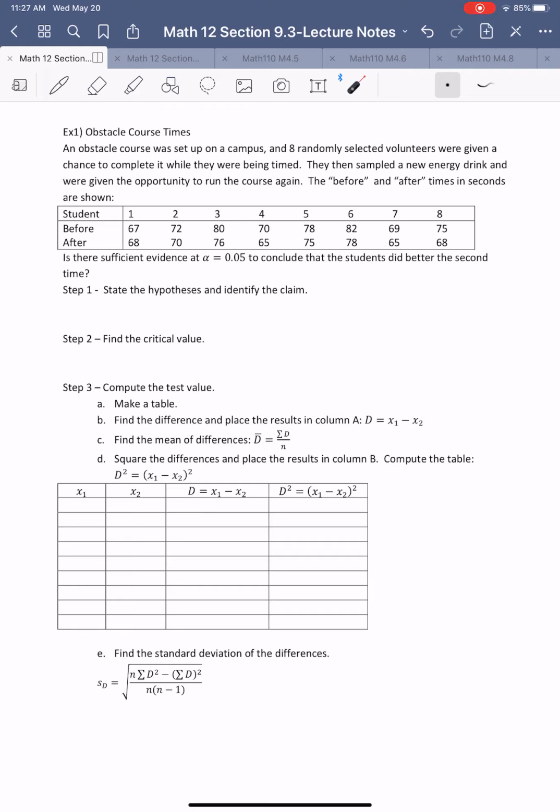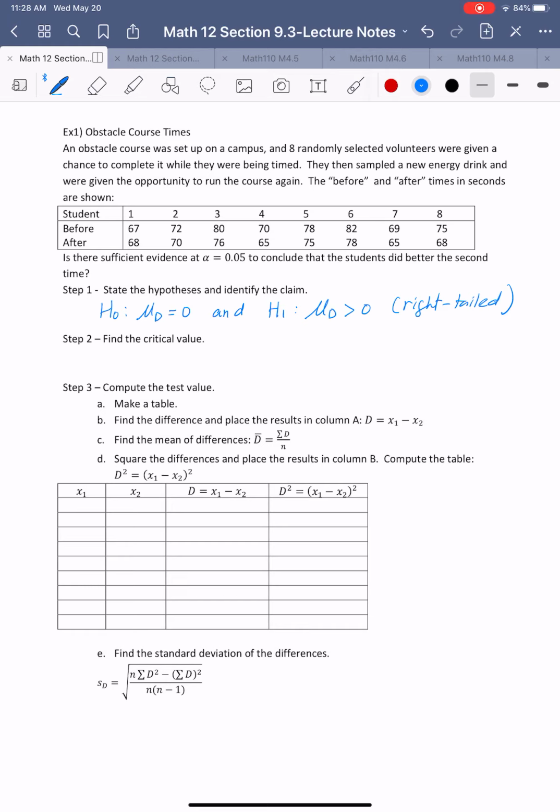Is there sufficient evidence at alpha equal to 0.05 to conclude that the students did better the second time? Step 1, we need to state the hypotheses and identify the claim. H0, our null hypothesis, is mu sub d equal to 0, so the difference is going to be 0. But the second time is going to be higher, so we're going to call it the right tail.